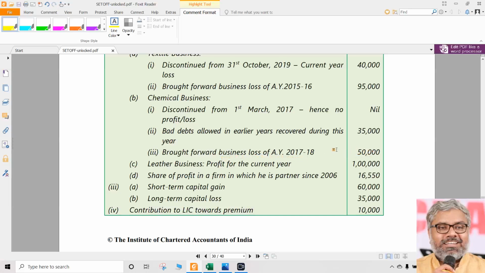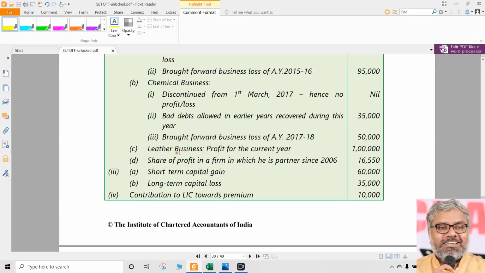So whatever the brought forward losses are there, they can be used for setting off against this bad debts of 35,000. Leather business profit for the current year is 1 lakh. That is a profit first time we are hearing here. And one more profit is section 41, 35,000. And share of profit in a firm in which he is a partner, 16,550.